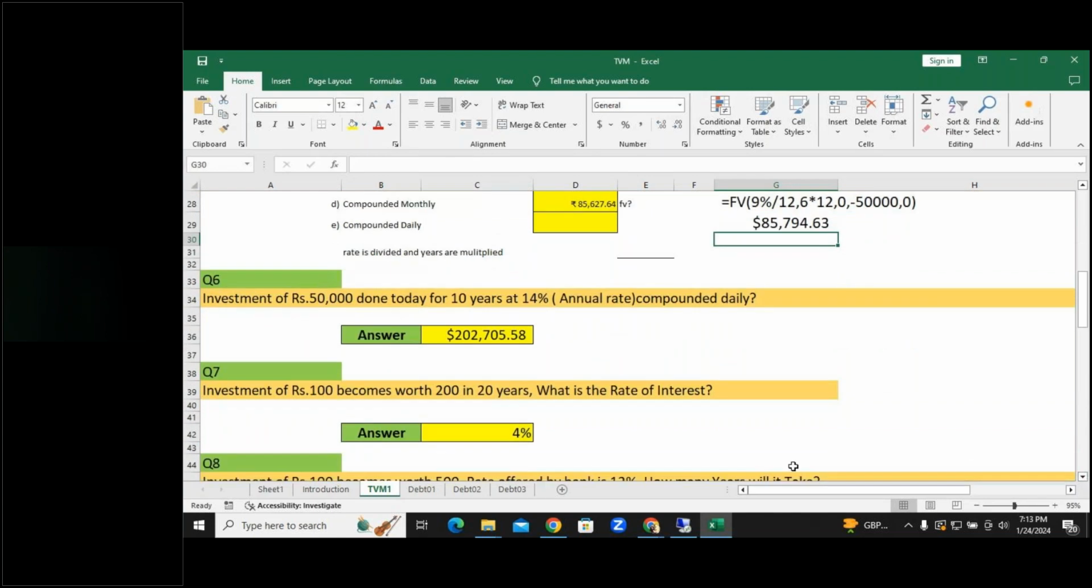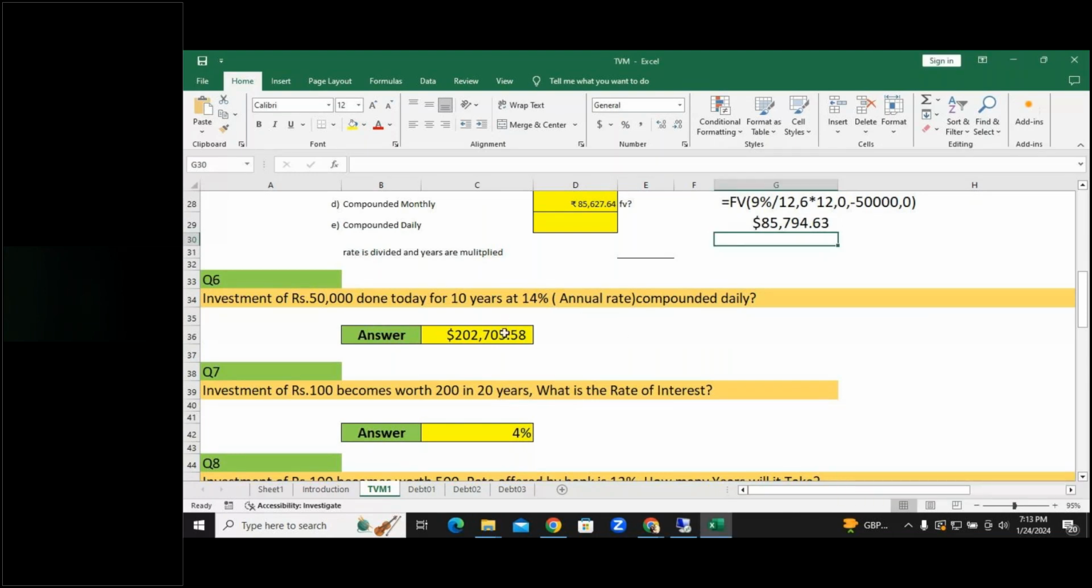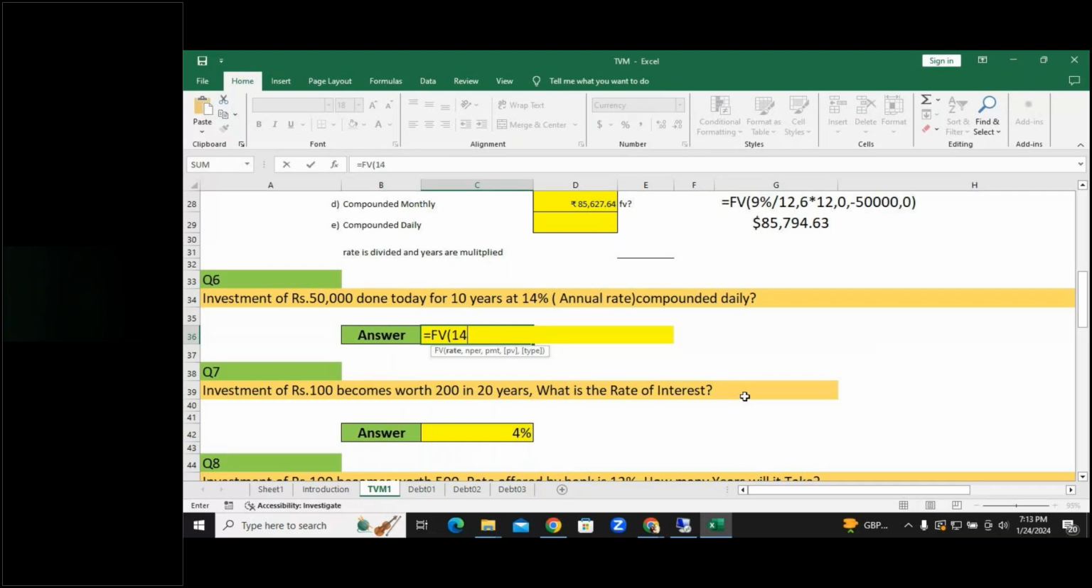Investment of rupees 50,000 done today for 10 years at 14% annual rate compounded daily. Okay, so here I need to use the same formula. So equals FV, future value, rate is 14%. Compounded daily, so divided by 365, comma, for 10 years, 10 into 365, comma, PMT is 0, comma, investment I am doing today is minus 50,000, comma, I wanted to check it for end of the period. So 50,000 I am investing means I will be getting 2,02,000 rupees.